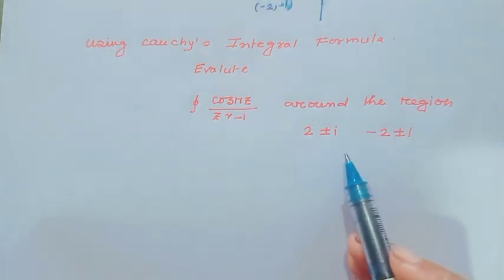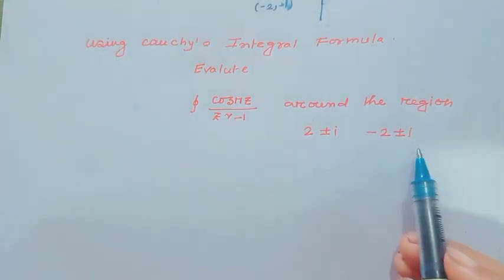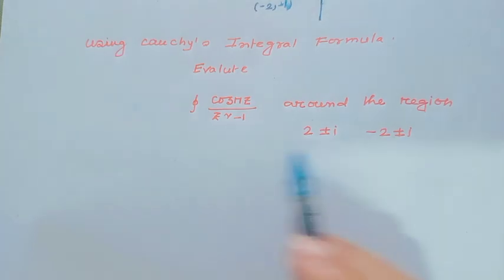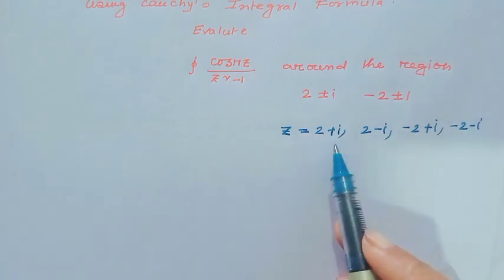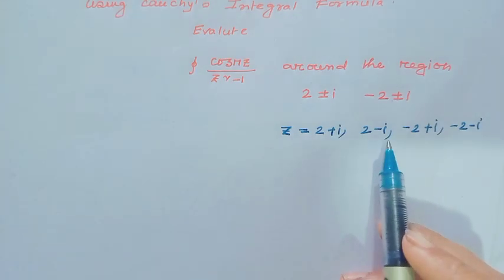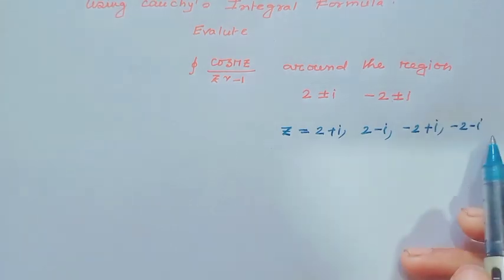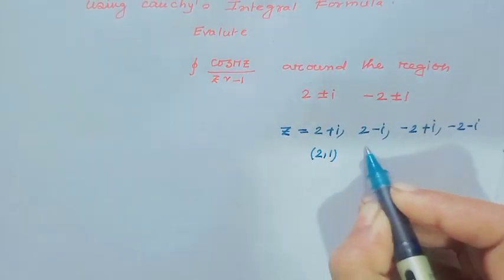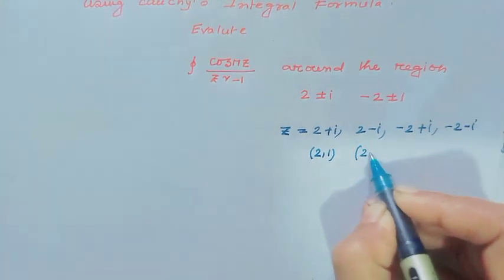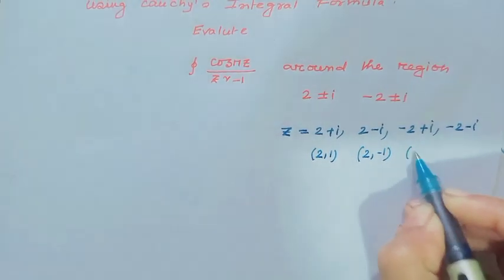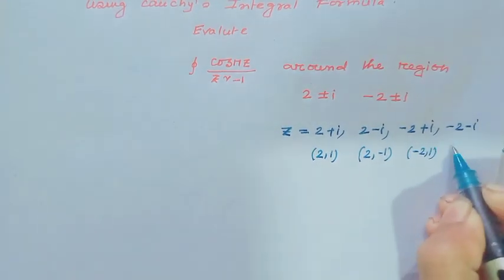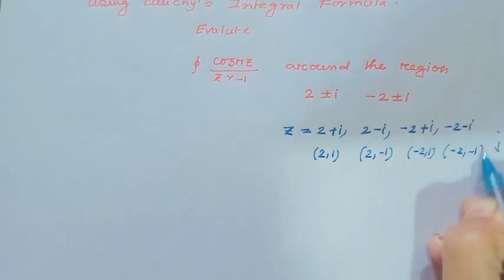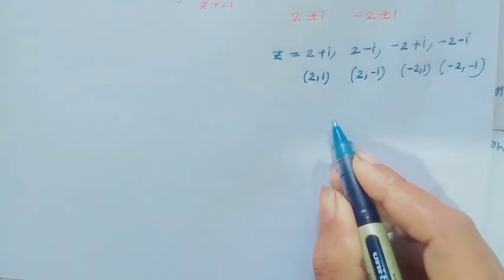2 plus minus i, minus 2 plus minus i. Evaluate this. Here z equal to 2 plus i, 2 minus i, minus 2 plus i, minus 2 minus i. Here the point is 2 comma 1. Here 2 comma minus 1. Here minus 2 comma 1. Here minus 2 comma minus 1. And the region is of such type.